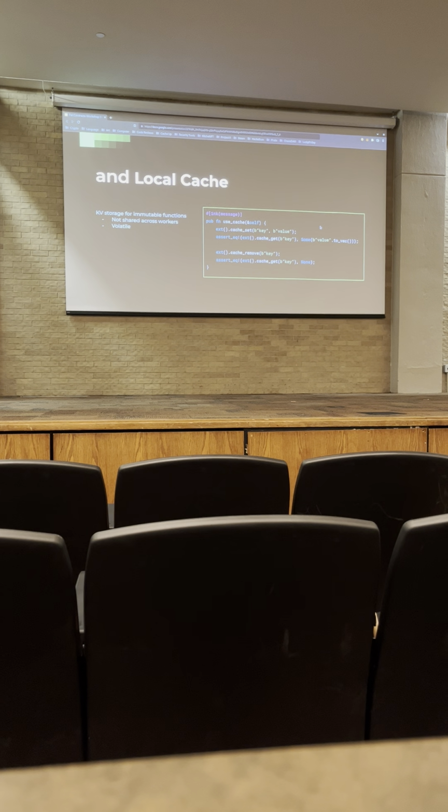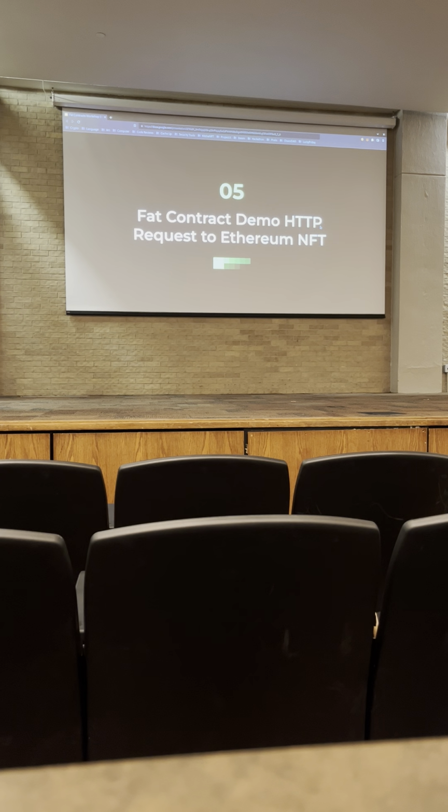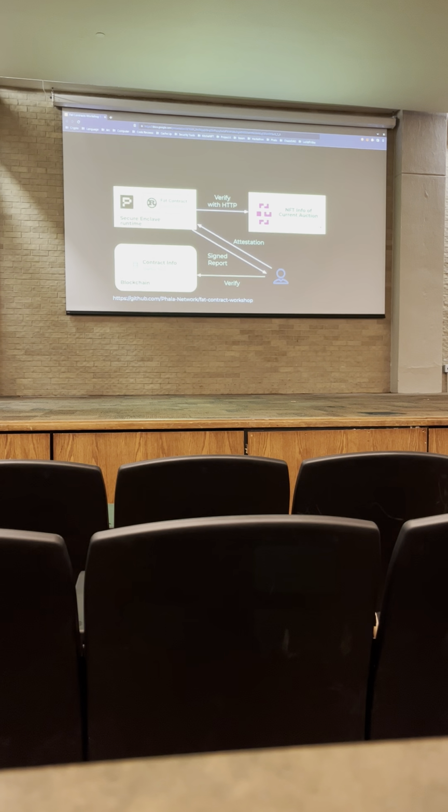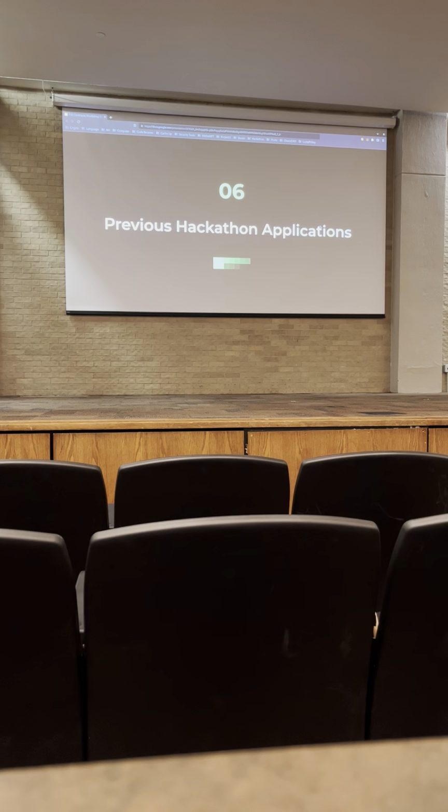We also have a very small local cache that you can use. These are just little examples of a key-value cache, but this is not shared across all the workers, and it's volatile, so it's just stored for immutable functions. I just did that, doing the HTTP request for the current auction, signing the data payload that was returned, and verifying on-chain.